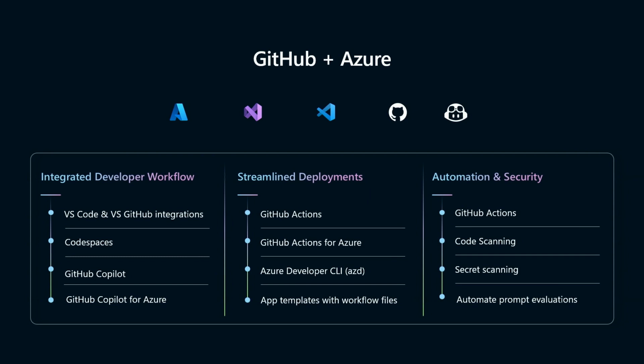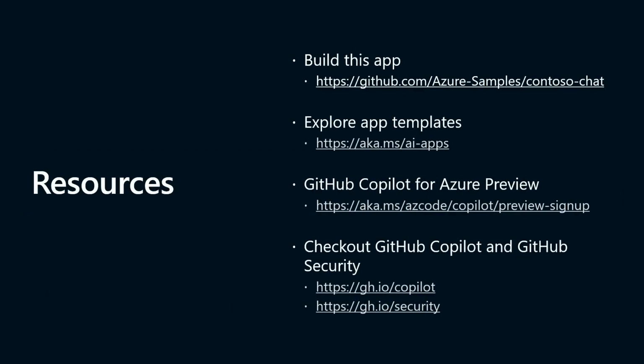And then all the great things that you can build into your pipeline through automation, like prompt evaluations, taking GitHub Actions, using them for a new purpose, so you always know how your prompts are performing. And then also the code scanning and GitHub Advanced Security features. So like we mentioned at the beginning, everything's here for you to try out. You can follow these links to get to the samples, to explore more application templates that we have, sign up for the preview, and explore more about Copilot and security.